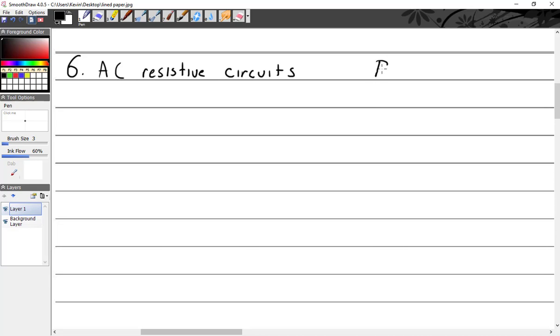We have R, C, L, so we can have resistive, capacitive, and inductive circuits. So we're going to talk about resistive, then inductive, then capacitance. So RLC is the order we'll do it in. An AC resistive circuit is a circuit that contains only resistors.